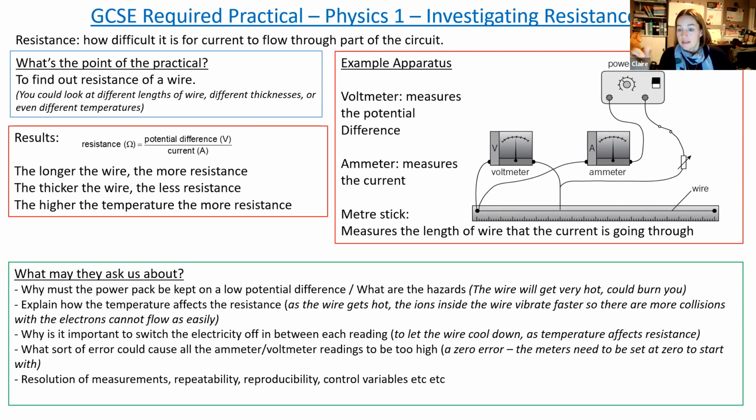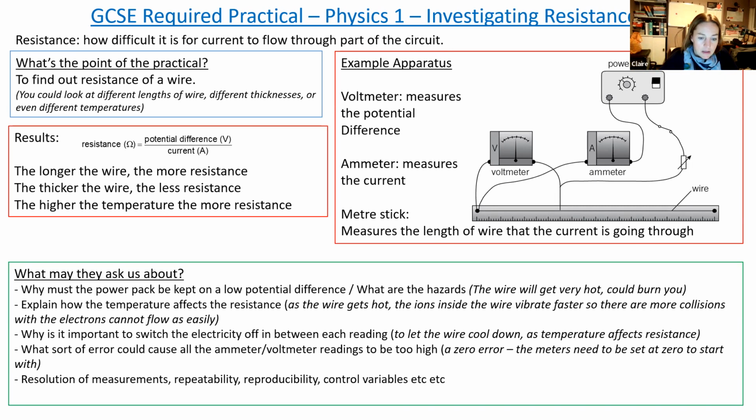Every time you do a reading, it has to go back to the normal temperature. So you have to pause and switch it all off in between your readings, okay? Because the temperature will affect the resistance. So make sure you switch it off in between, let it cool down for a few seconds, and then move the crocodile clip along, and then switch it on again, and then measure the volts and the amps. And from that, you can, with the equation here, measure the resistance.